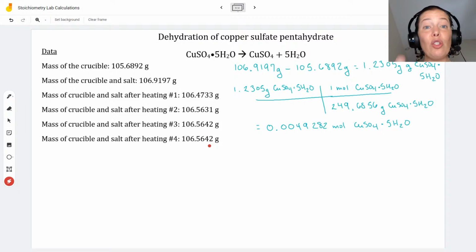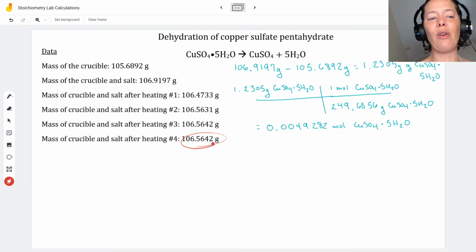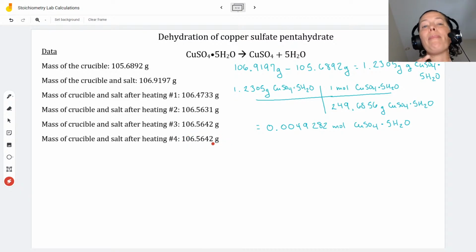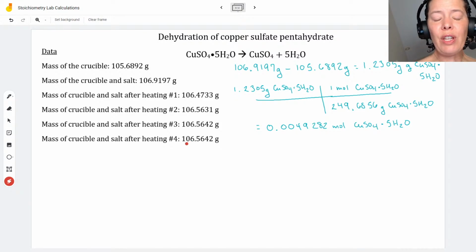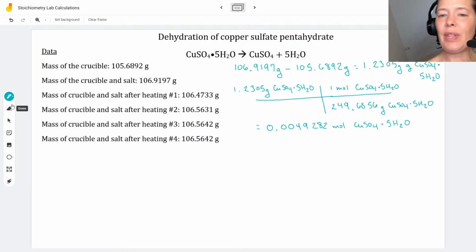And usually just getting 2 masses that match is enough. You could keep going if you wanted 3, but having 2 match means that everything is settled and this is my final mass. So this is my final mass of my crucible plus the copper sulfate salt, depending on how many waters we drove off. So what I'm going to do is first figure out what my mass of just copper sulfate would be. So again, I'm just going to do a simple subtraction.